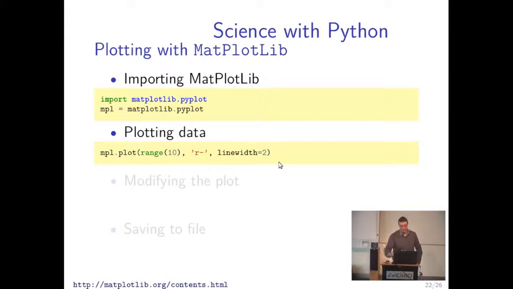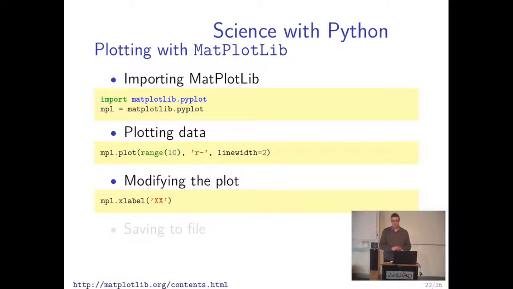I have no example of how this looks, but then you can modify the plot. It's the same as you would do in MATLAB with pointing and clicking. You just do it here on the command line. You say you want to have an X label.